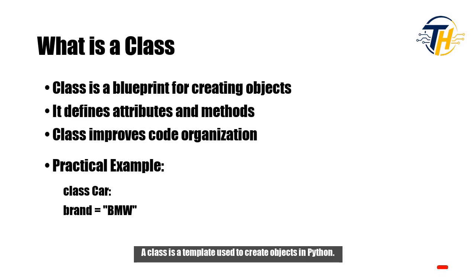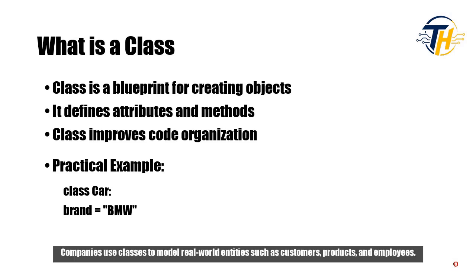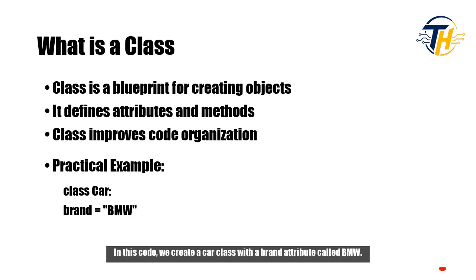A class is a template used to create objects in Python. It groups related data and behavior together. Companies use classes to model real-world entities such as customers, products, and employees. For example, an e-commerce company can use a product class to manage product details. In this code, we create a car class with a brand attribute called BMW.